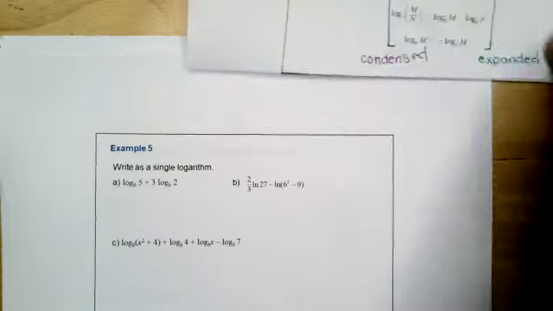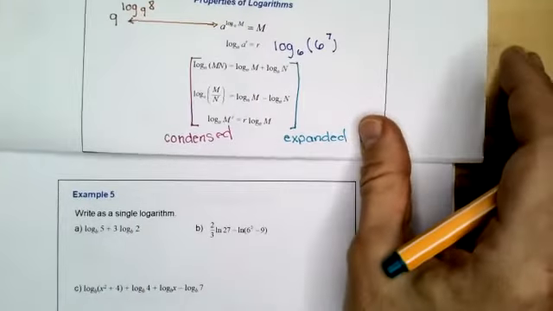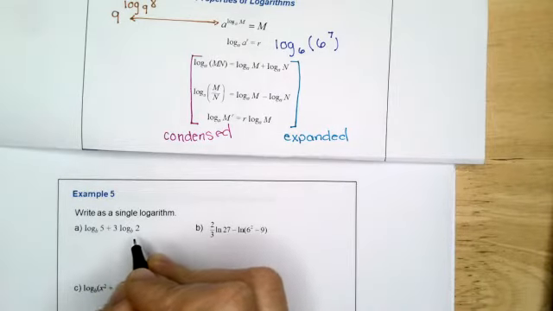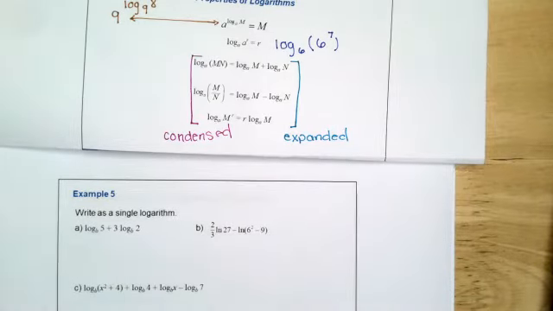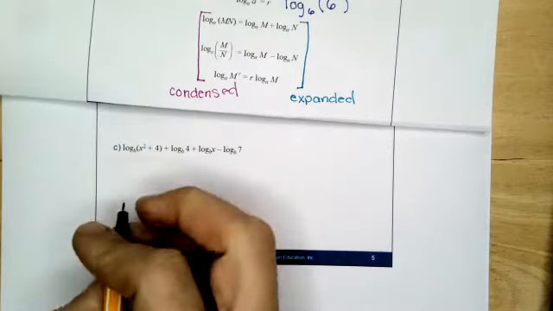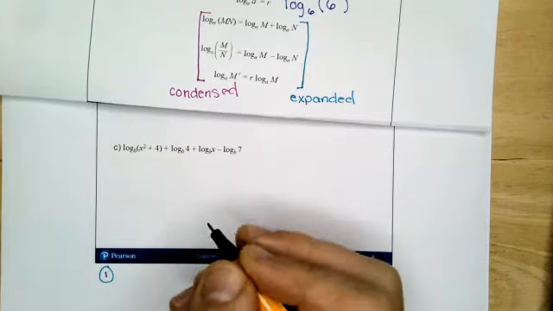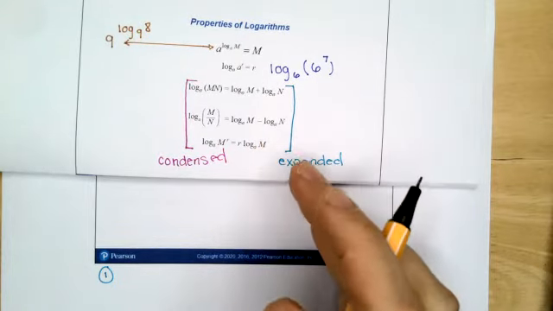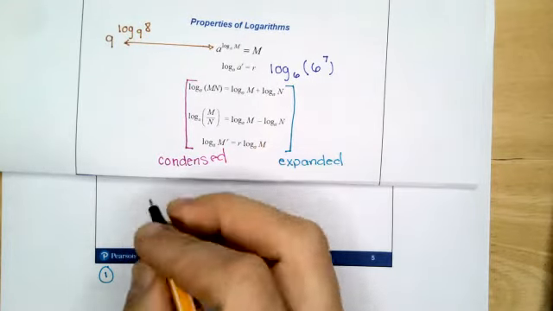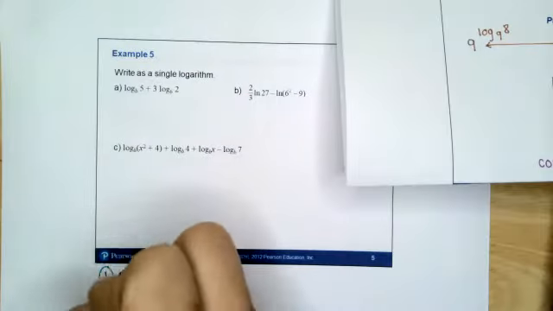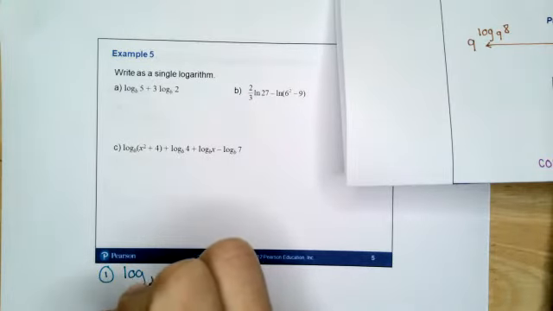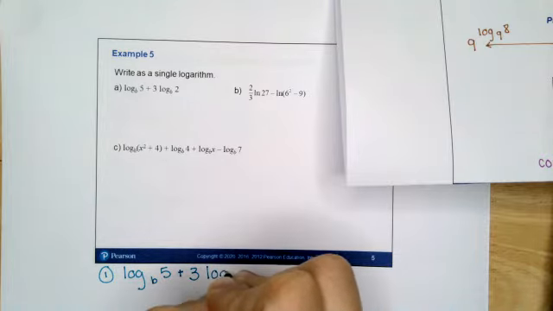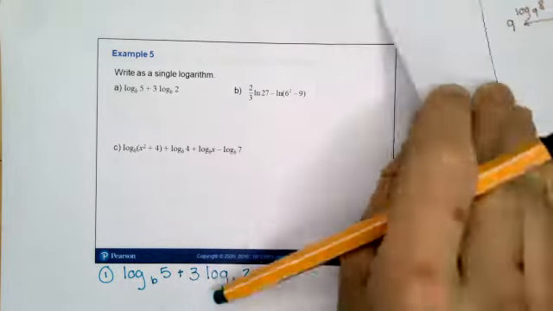So we're going to use these 3 properties as we have been using them to write each of these as a single logarithm. A is log base b of 5 plus 3 log base b of 2. Think about the order we do it in, right? We always use this step last. So, hold on, getting ahead of myself. Let's just write it down. Log base b of 5 plus 3 log base b of 2, right?